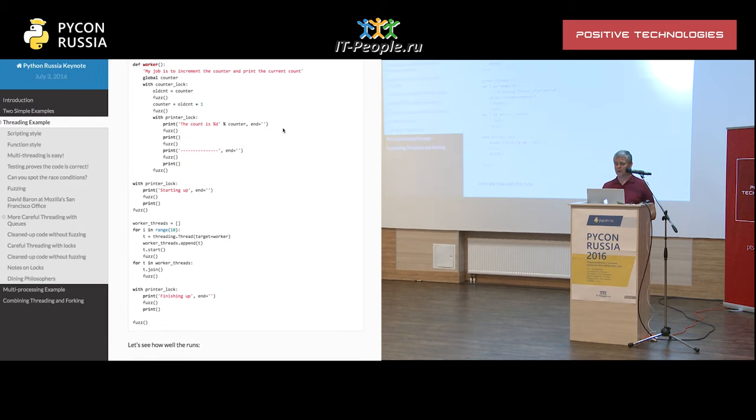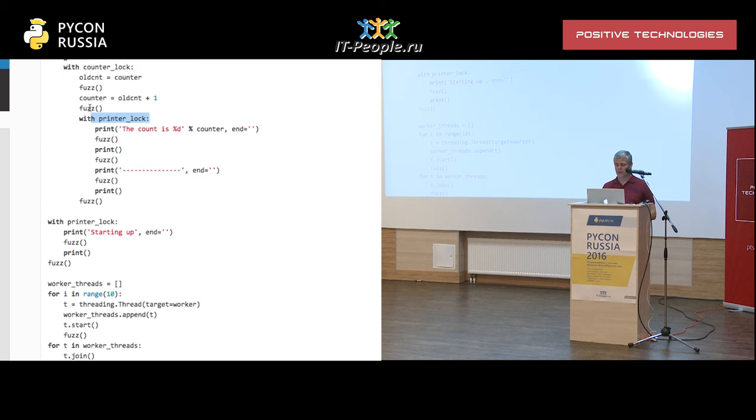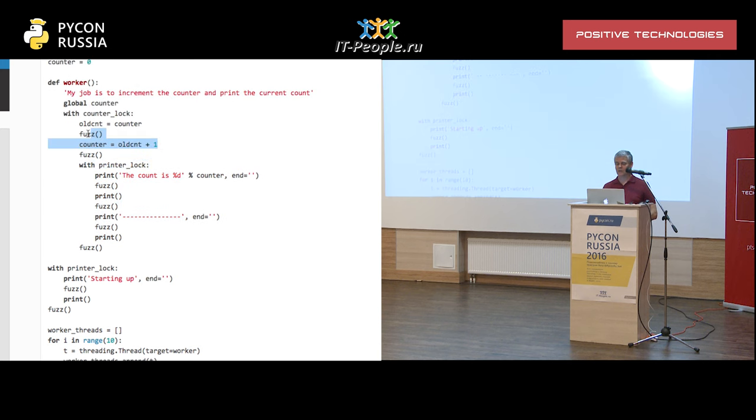And so this is typically the solution that people come up with. I need all of this to print atomically, so I do it with the printer lock. I need the counter to update atomically, and I still need to know the counter value. All of this needs to be atomic, so that's done with the counter lock. And the with statement makes this clear and beautiful. How many of you like the with statement?